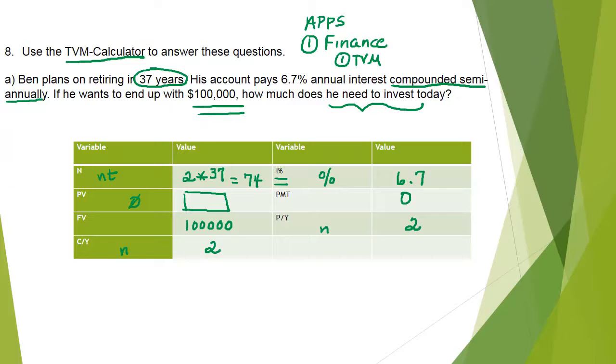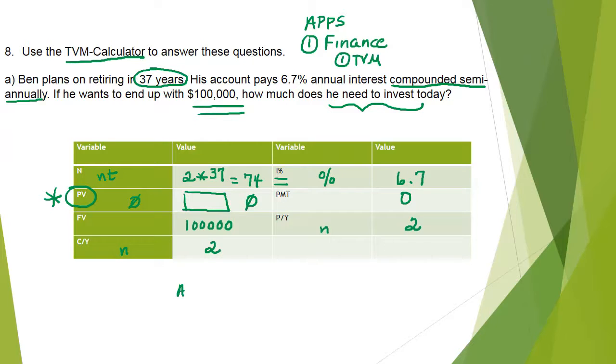So again, to get into the TVM calculator, you're going to hit the apps button on your calculator, choose option 1, which is finance, then option 1, which is the TVM solver. You're going to place all these values in. We're looking for the present value. That's the value we want. So when we initially put it into the TVM solver, we're going to put a value of 0. Now, go ahead and quit. You do that to get back to your home screen.